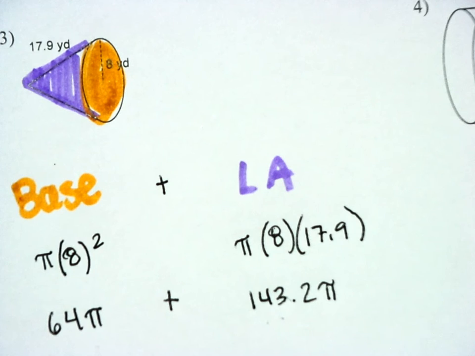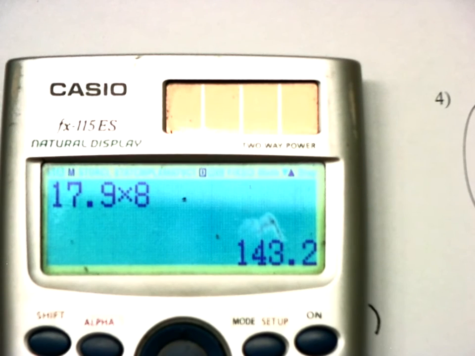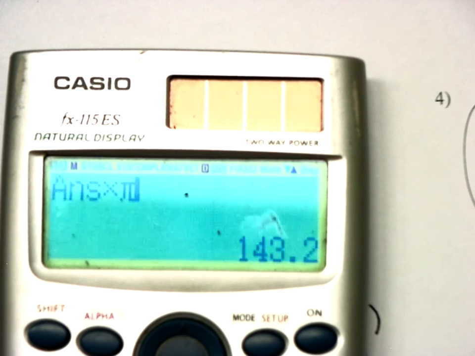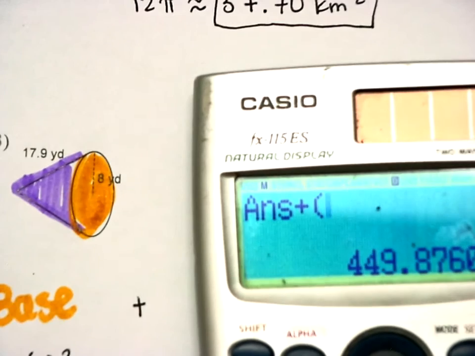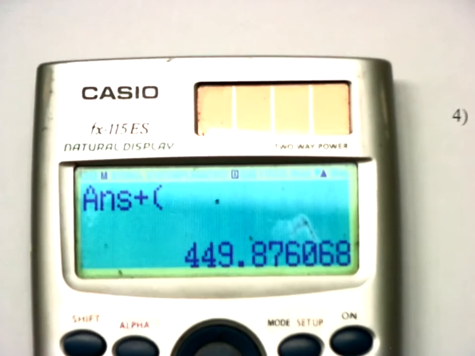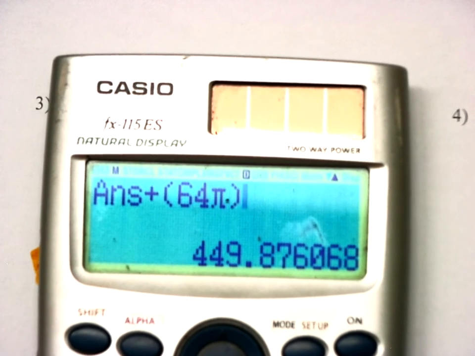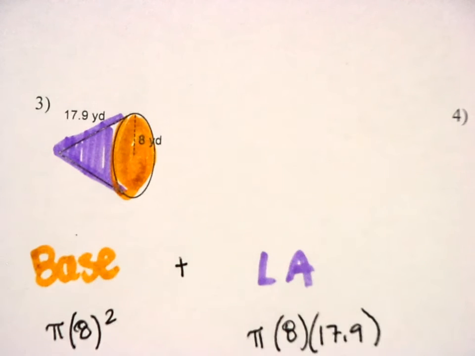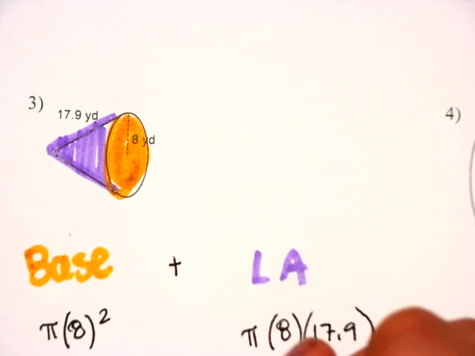And then I'm going to add these two values together. I'll show you how I'm going to do that in my calculator. So I'm going to multiply this by pi, so times pi. And then I'm going to add it to 64 pi. So plus 64 pi. So my total is 650.94. This time it is yards squared.